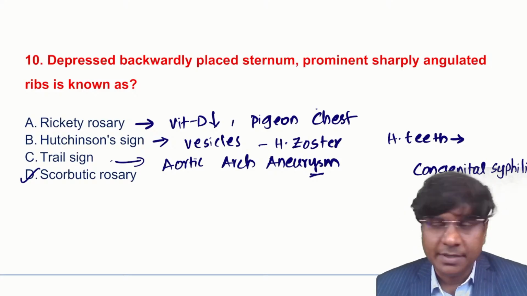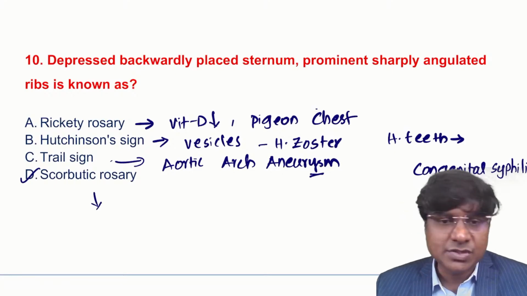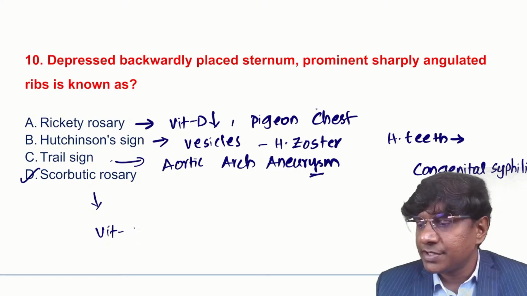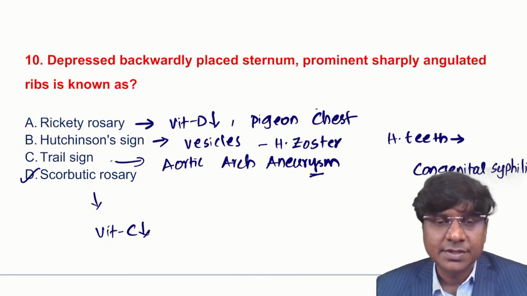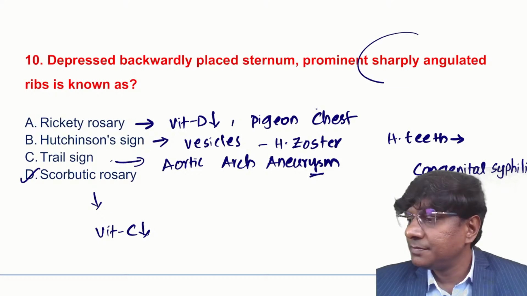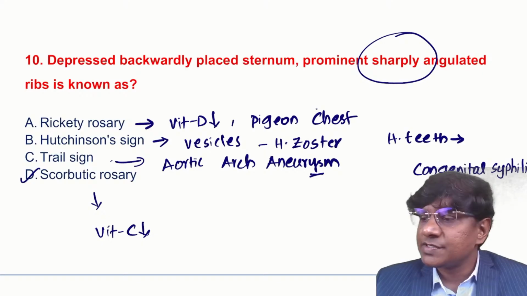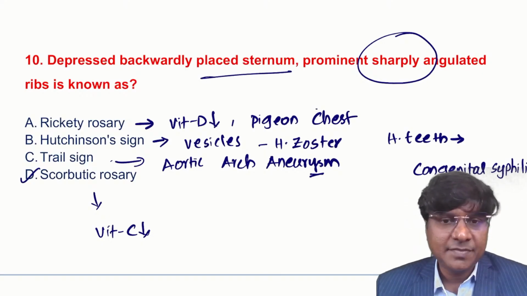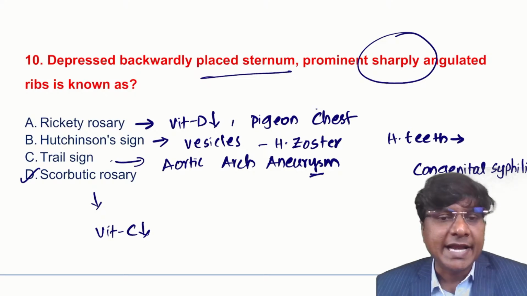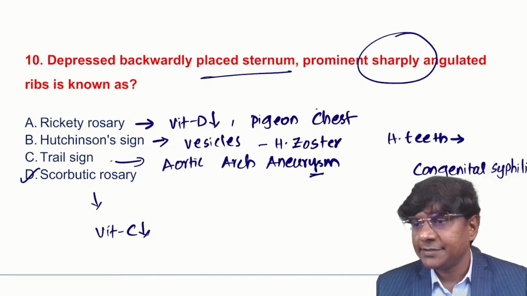And the question given to us is the scorbutic rosary. And where do you have this scorbutic rosary? You'll be having this scorbutic rosary in case of vitamin C deficiency. And why is this? This is due to costochondral junction beading. But unlike rickets, the beads are sharp. Right? The beads are sharp, angulated, and very painful also. And this is associated with a depressed sternum, and prominent rib angulations will be there. That is the scorbutic rosary. Right? Next. Now we'll move on to the next question.